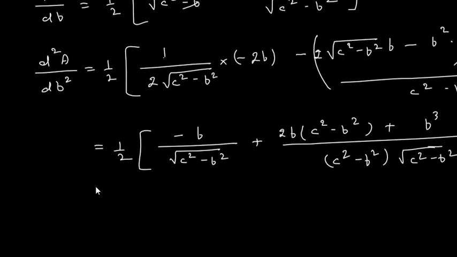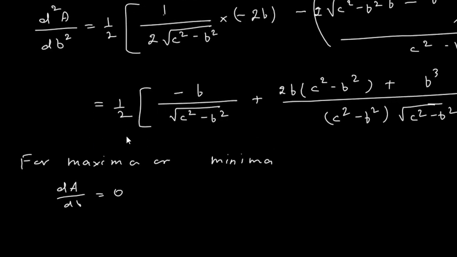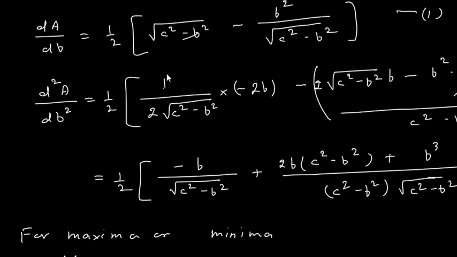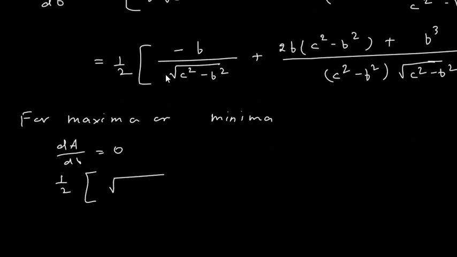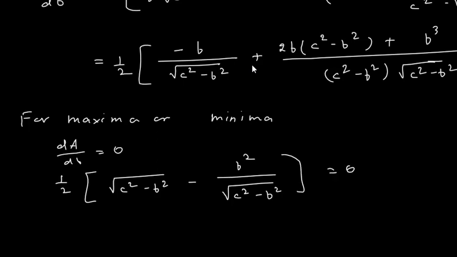Now for maximum area or minimum area, the condition for maxima or minima, we have dA upon db equal to 0. So that means half of root of c square minus b square, minus b square upon root of c square minus b square, is equal to 0.